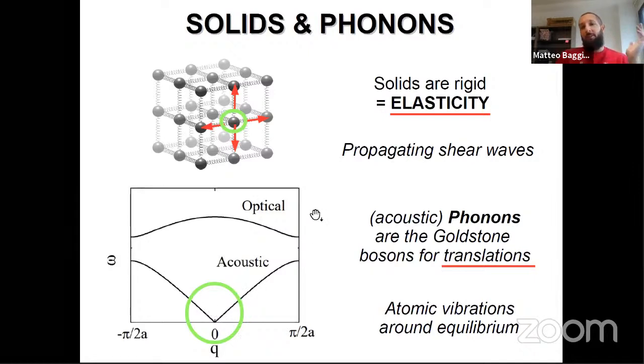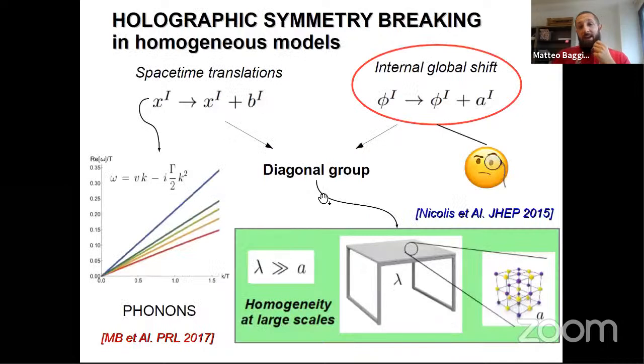Now, this is very well understood and under control, and you can find it basically in chapter one of any solid state physics book. But when we move to holography, and precisely when we move to what are called homogeneous models, new elements enter the system.